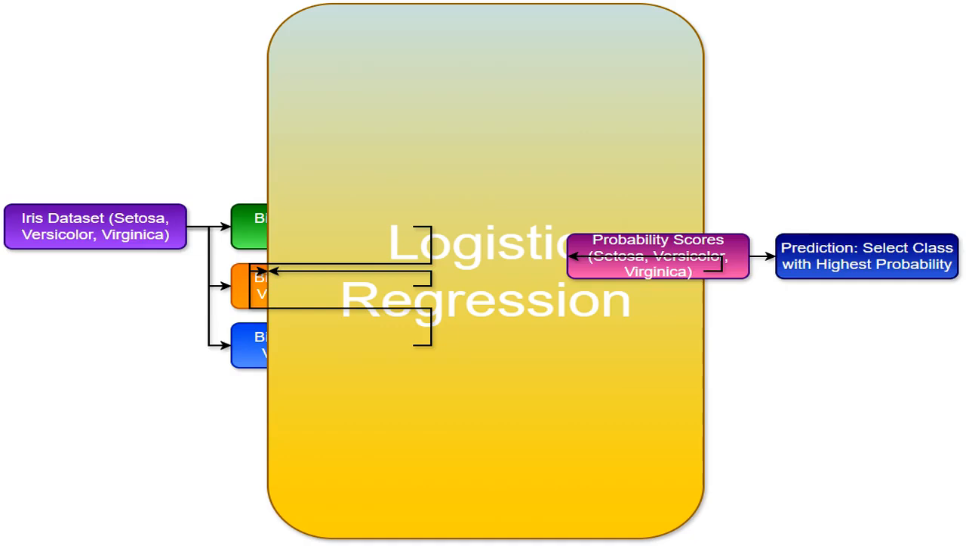This is the type of model we use to build each of the three binary classifiers. Logistic regression is a statistical method that predicts the probability of a data point belonging to a certain class. In our case, each classifier predicts the probability of a flower belonging to a specific iris type.